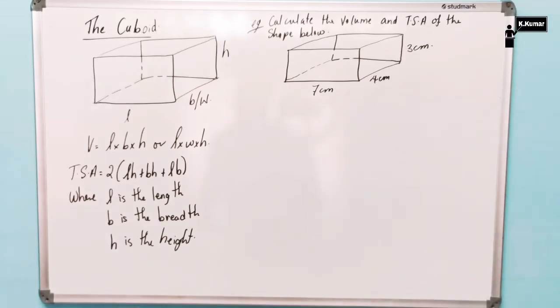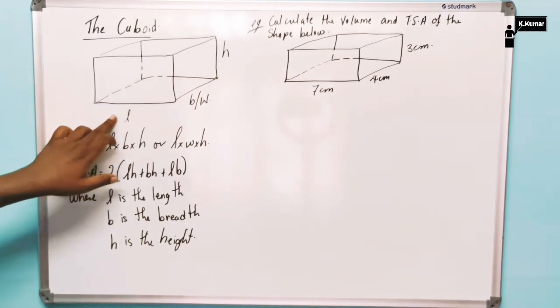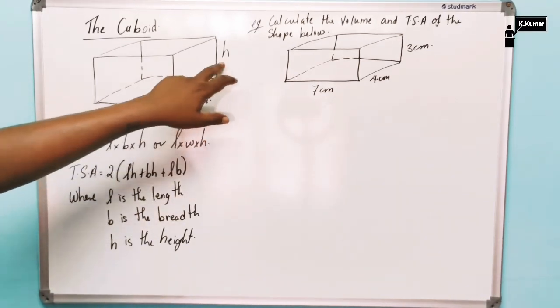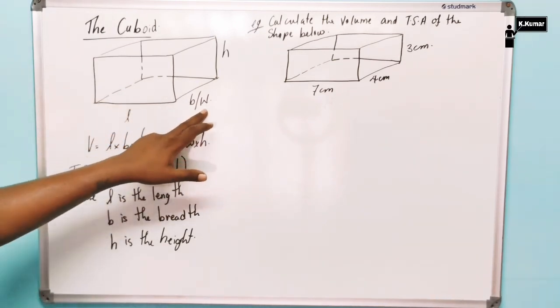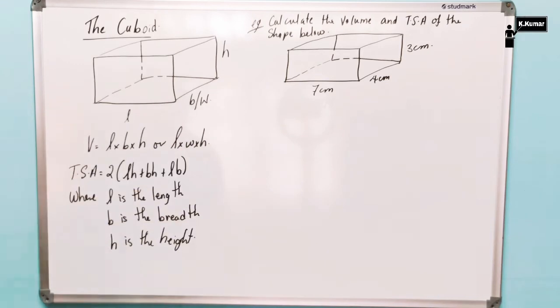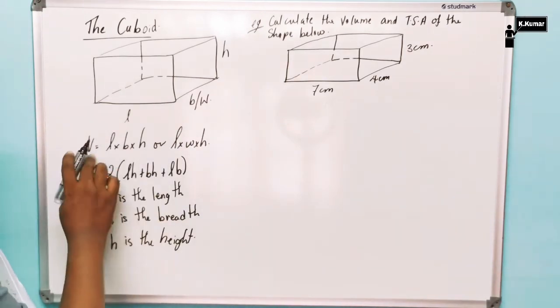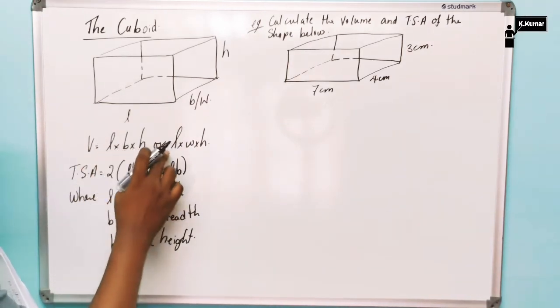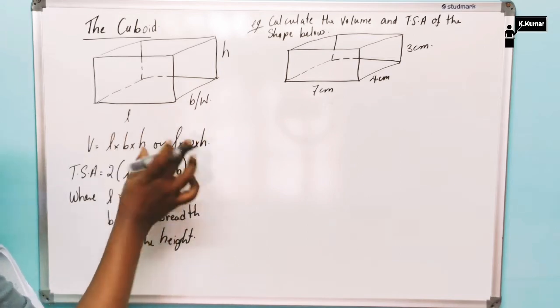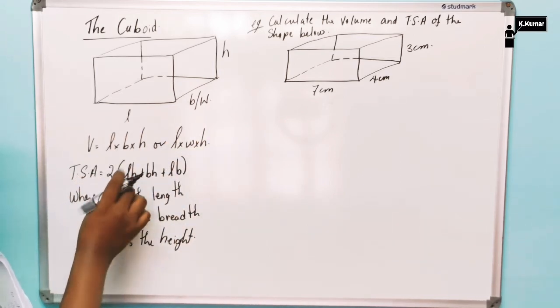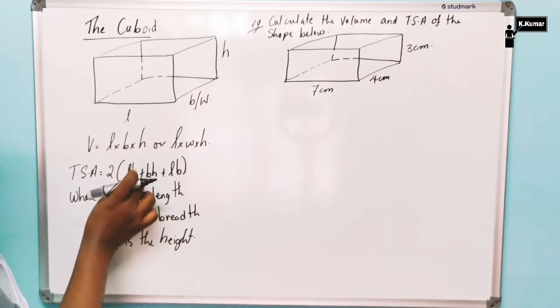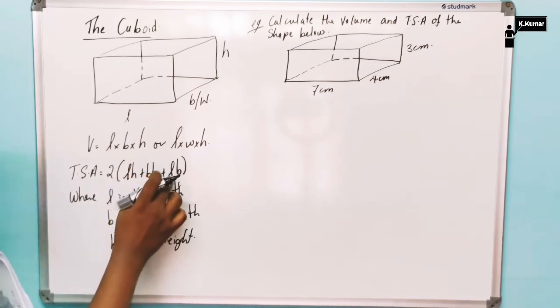The second shape we're going to look at is the cuboid. So here you have a cuboid with L, B or W, and H. L is the length, B is the breadth, or in some cases you would say the width, and H is the height. The formula for the volume is length times breadth times height, or length times width times height, whichever one you see. And for the total surface area, it is going to be 2 times (length times height plus breadth times height plus length times breadth).